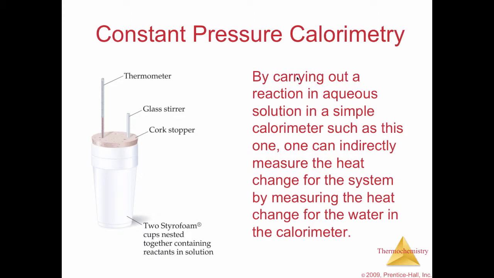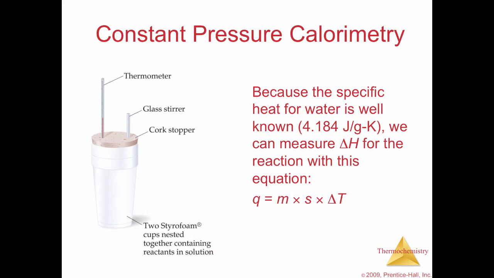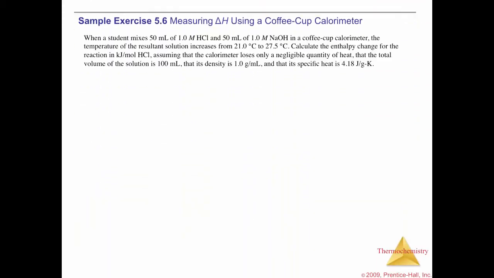Constant pressure calorimetry. By carrying out a reaction in aqueous solution in a simple calorimeter such as this one, one can indirectly measure the heat change for the system by measuring the heat change for the water in the calorimeter. Because the specific heat for water is well known, 4.184 joules per gram Kelvin, we can measure the enthalpy change for the reaction with this equation. Heat equals mass times specific heat times delta T.